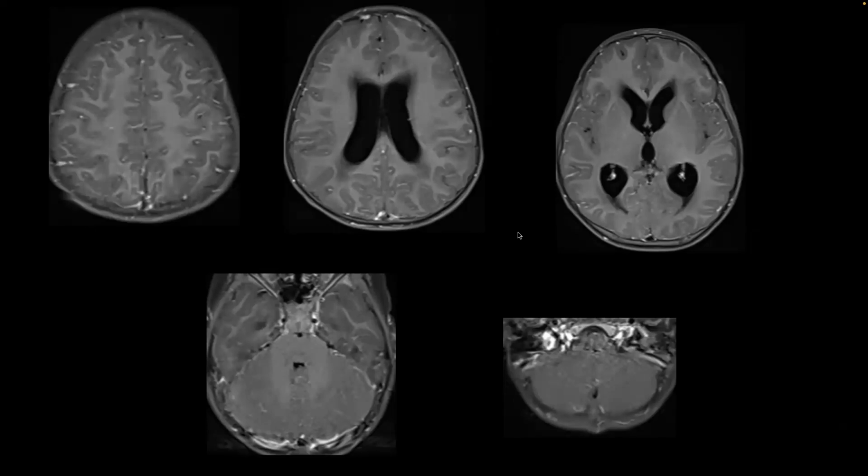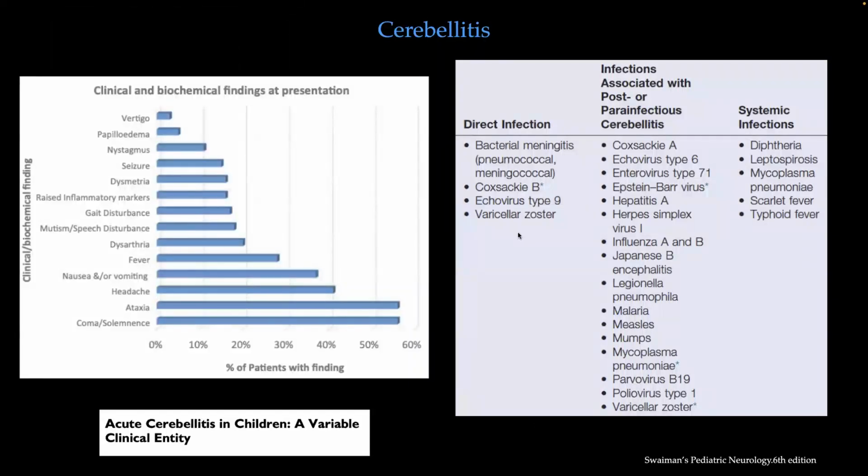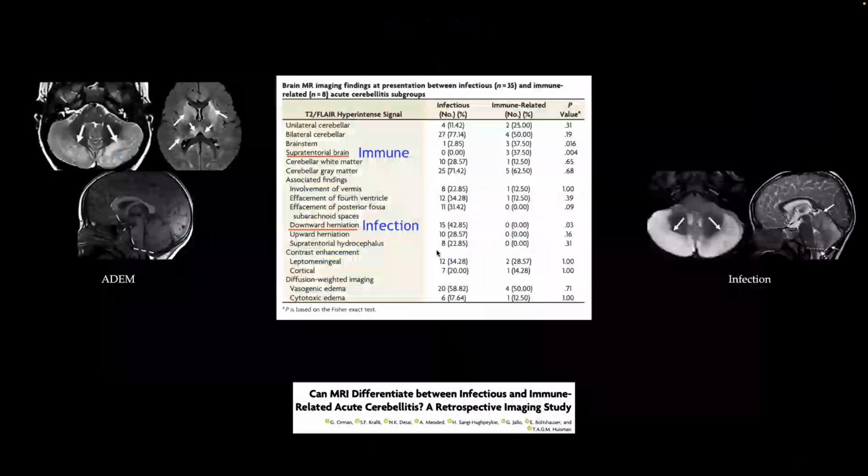So imaging wise, given the acute presentation and also the follow-up scan, we're going with cerebellitis. As you know, cerebellitis, the causes are, there can be multiple causes. So at least imaging wise, we can say that it is cerebellitis.